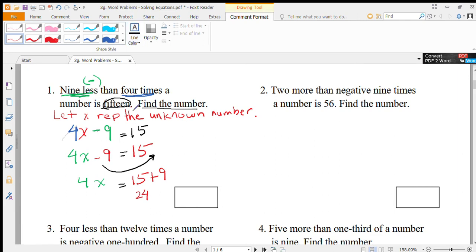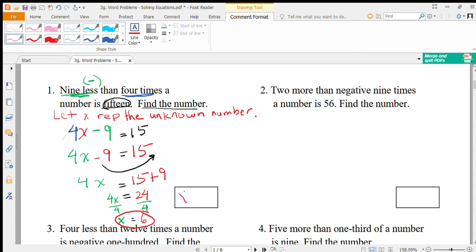Now I'm going to rewrite the rest of the question down here. Equals, and did I do anything to the 4x? I did not. Now what's my last step? Do I want to know what 4 of this unknown number is equal to? No, I want to know what one of them is equal to. So I divide both sides by whatever coefficient is there. So then I get x equals, what is 24 divided by 4? It is 6.